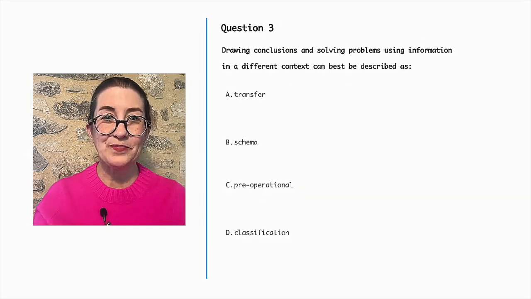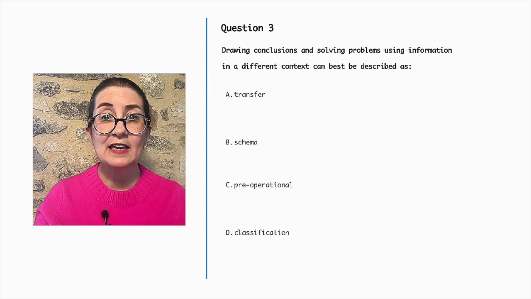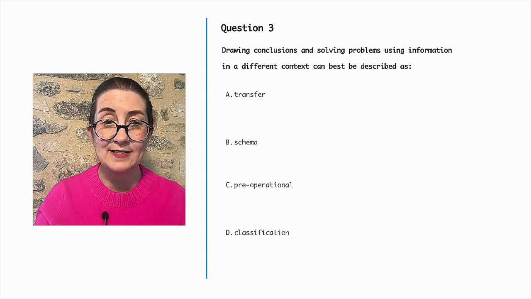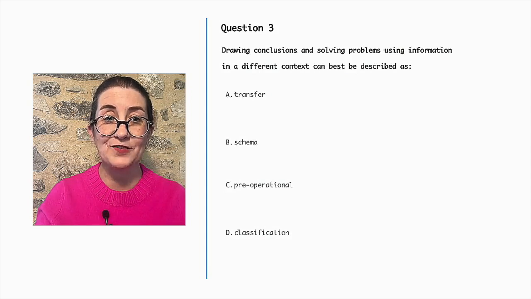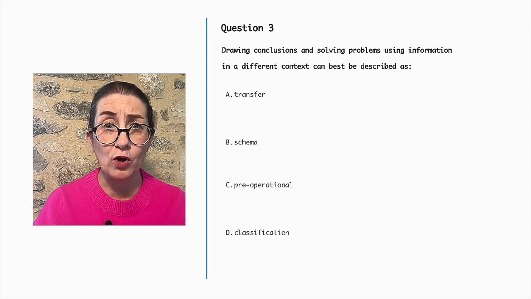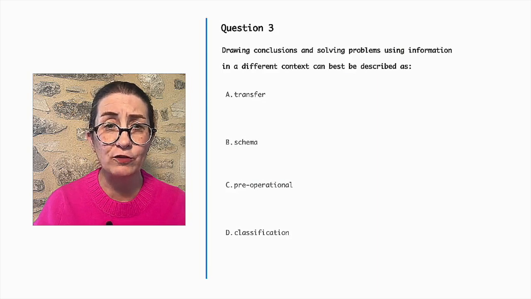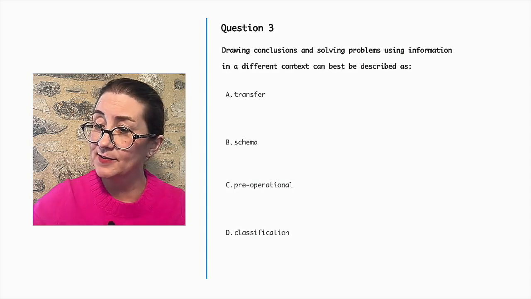Question number 3. Drawing conclusions and solving problems using information in a different context can best be described as transfer, schema, pre-operational, or classification. Schema refers to a cognitive framework or concept that helps organize and interpret information, but does not specifically involve using information in a different context.